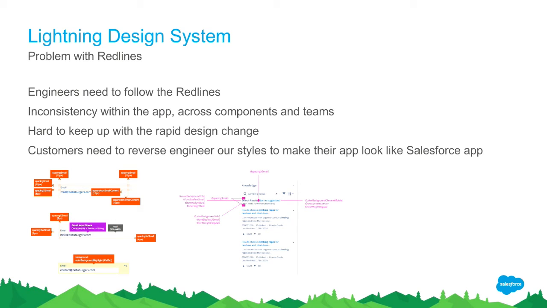Last but not least, since these red lines are not exposed to the customers, customers need to reverse engineer our styles to make their components look like a Lightning component.